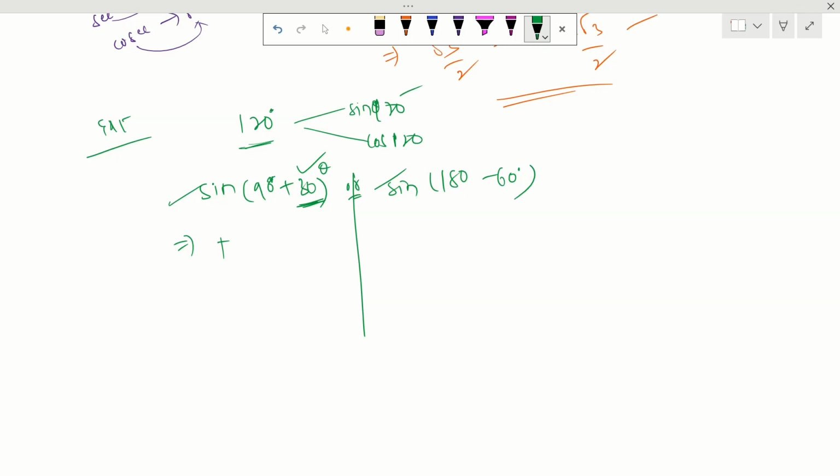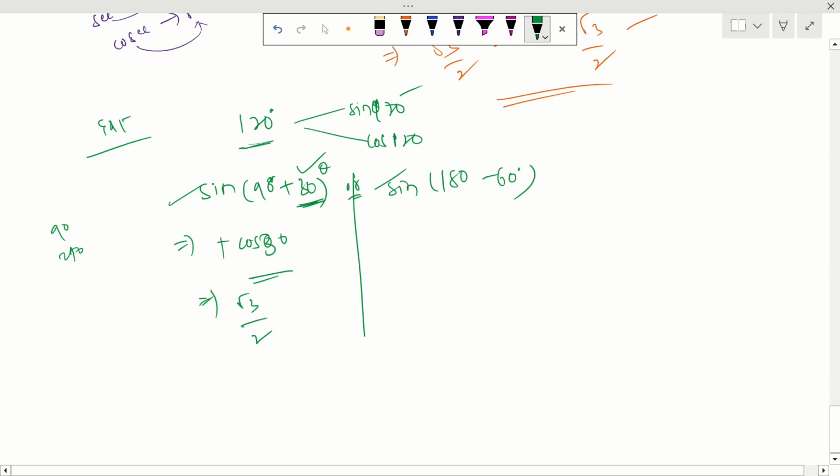And in case of 90 and 270, I mentioned that sine will be converted into cos theta, right? Then it is cos theta, cos 30. Understood? Correct. And cos 30 value is what? Cos 30 value is root 3 by 2, right? It is root 3 by 2.